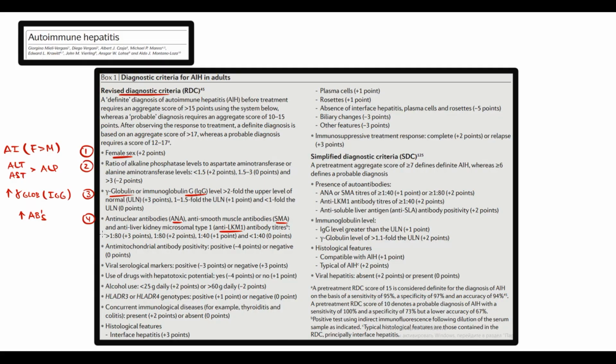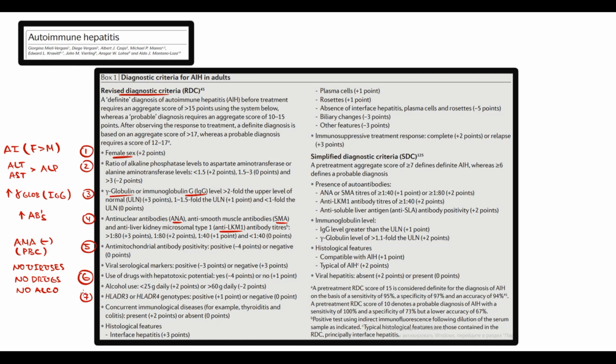The fifth criteria is criteria of exclusion. If antimitochondrial antibodies are positive, probably it's not autoimmune hepatitis, because antimitochondrial antibodies are the characteristic feature of primary biliary cholangitis. The next criteria exclude other possible causes of hepatitis. So we can know for sure that it's not viral hepatitis, not drug-induced hepatitis, and not alcoholic hepatitis.